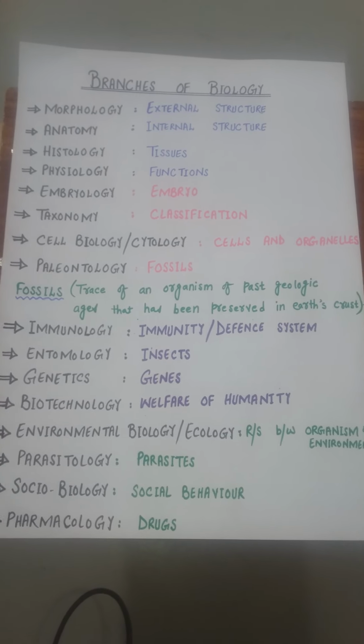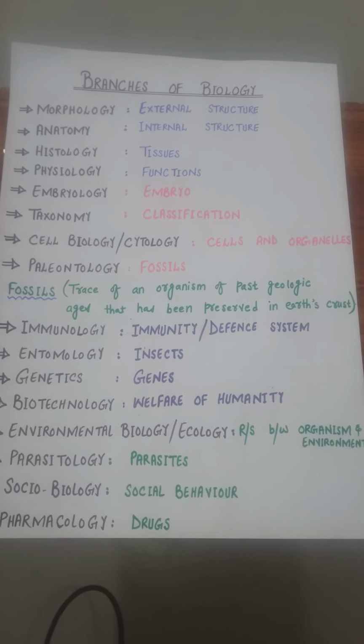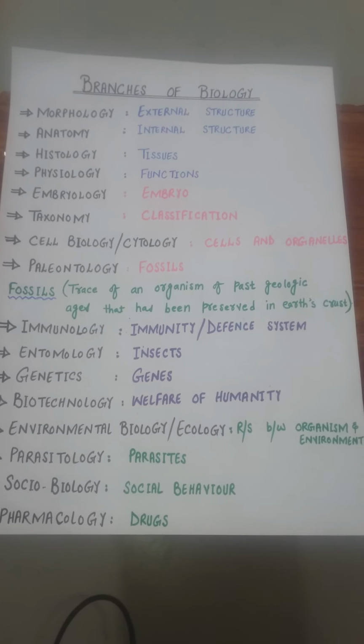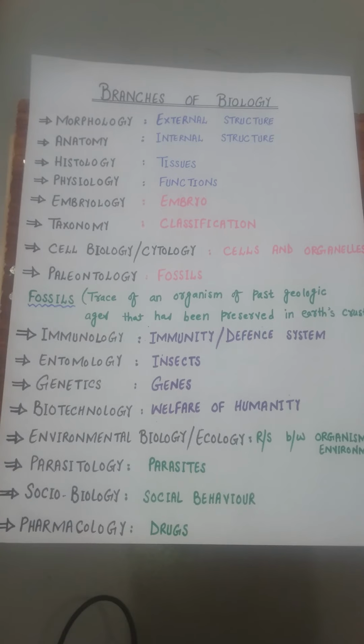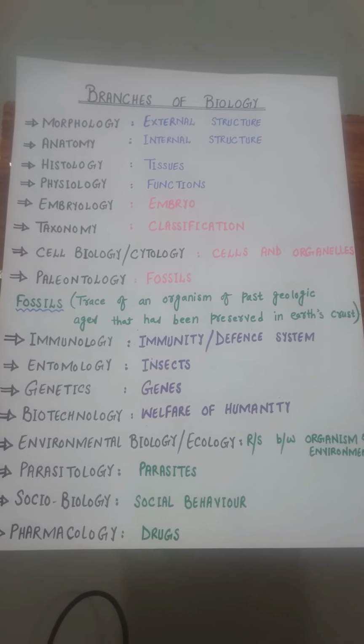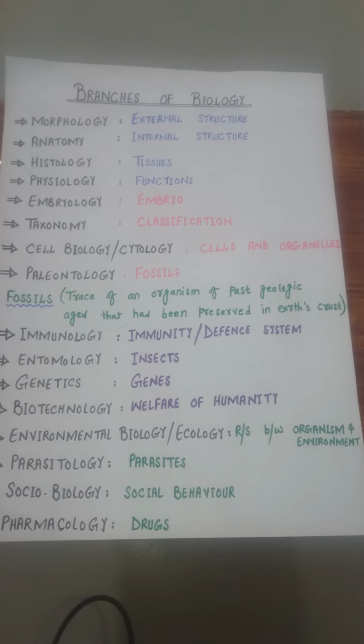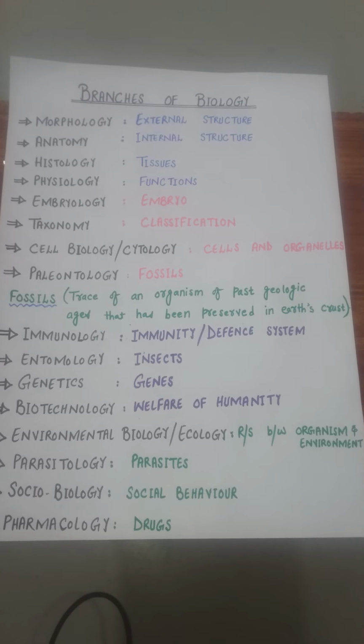There are 16 branches of biology. Biology is a vast subject, so for convenience and easy learning it is divided into 16 branches. The first branch is morphology. Morphology is the study of form, shape and structure of the living organisms.